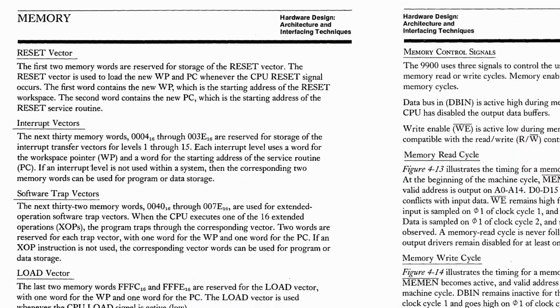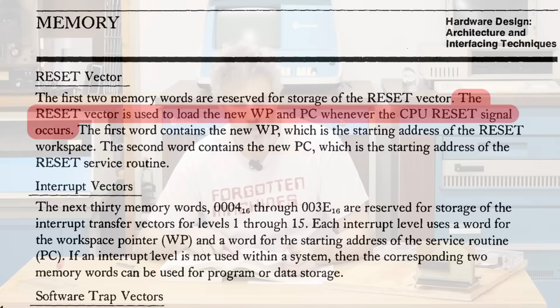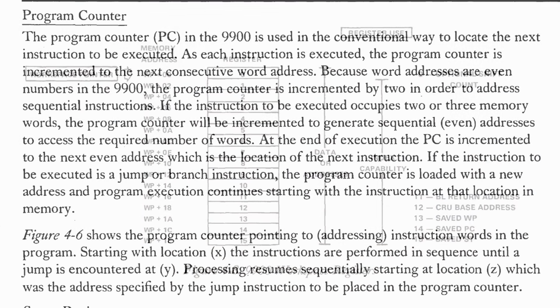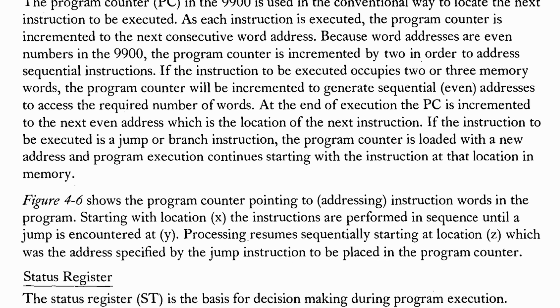If we jump over to the next page, we can see it says the reset vector is used to load the new workspace pointer and program counter whenever the CPU reset signal occurs. So when we reset that CPU, it jumps to this location in memory, copies the value into the workspace pointer so we know which collection of registers we're working on, and copies the next value into the program counter, which it'll then jump to and start executing code from there.